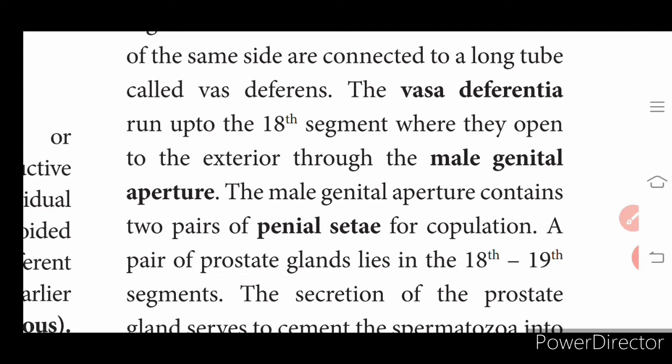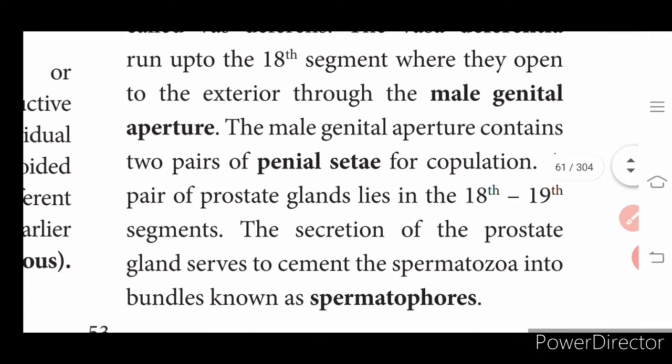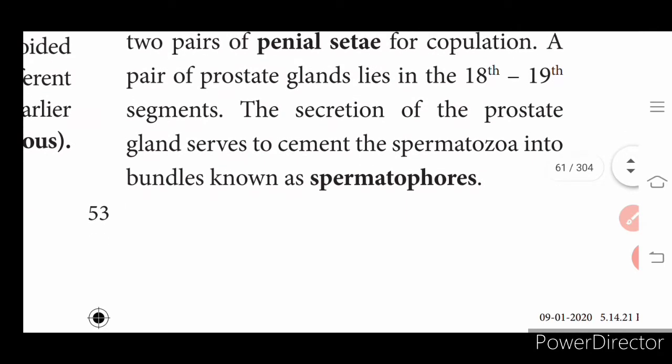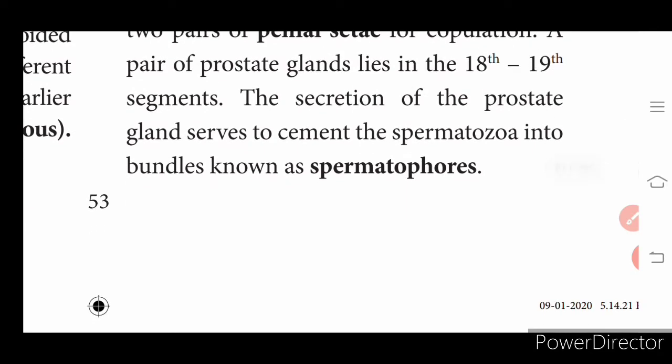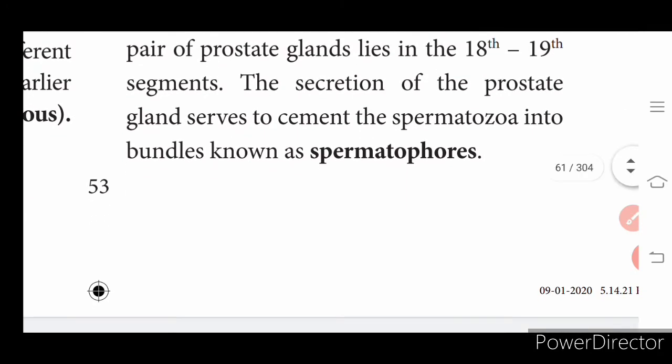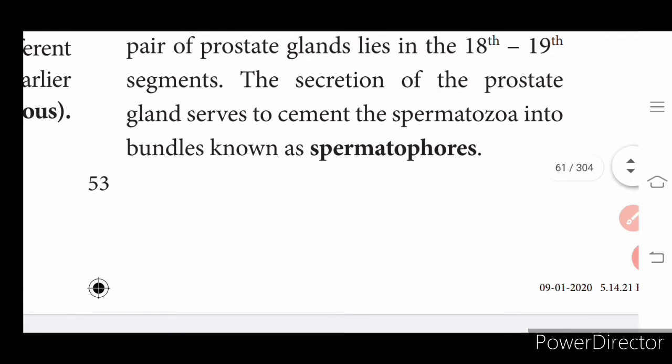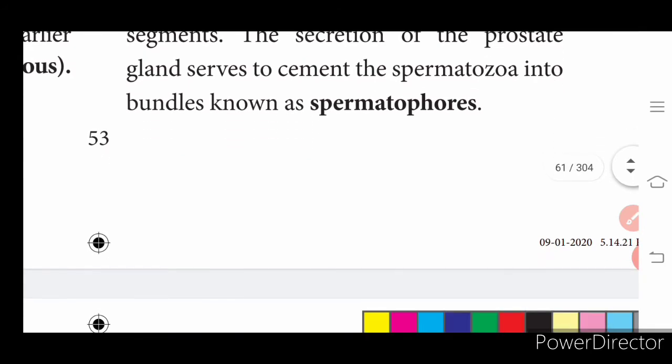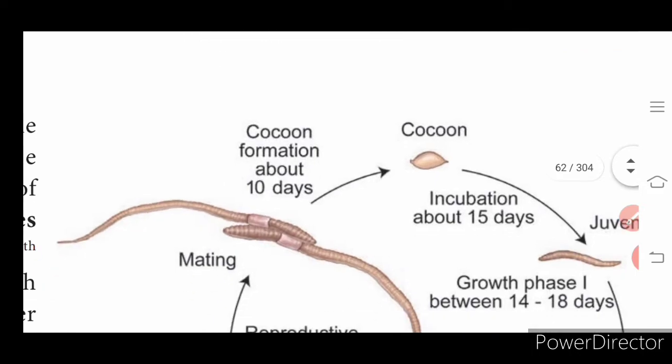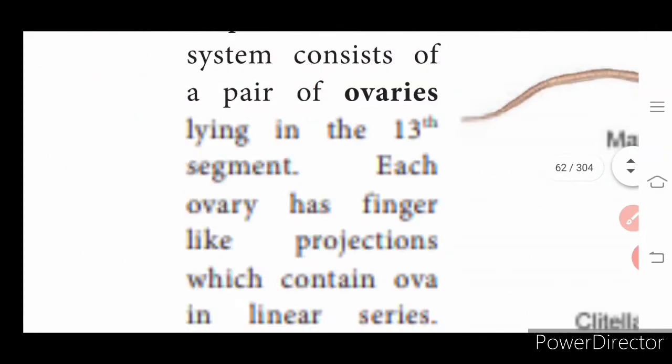Vasa deferentia is the plural term. It runs up to the 18th segment till the male genital aperture. Here the secretion of the prostate gland serves to cement the male gametes into bundles that are called spermatophores.